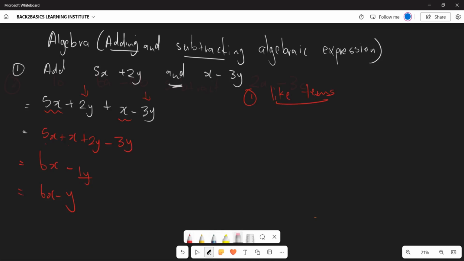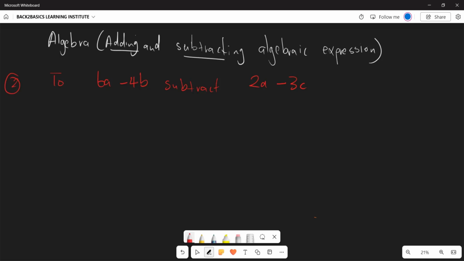Let's look at number 2. They say to 6a subtract 4b, subtract 2a subtract 3c. Now, good people, what is important is that as soon as you see the word subtract, you always need to write what you are subtracting in brackets, right? This is a must do. Every time you are subtracting one bracket from the other, when there is a subtraction involved, ensure that you write what you are subtracting within brackets.